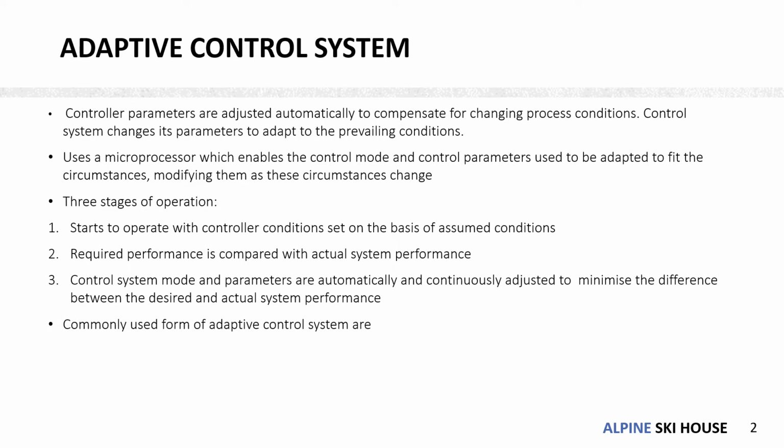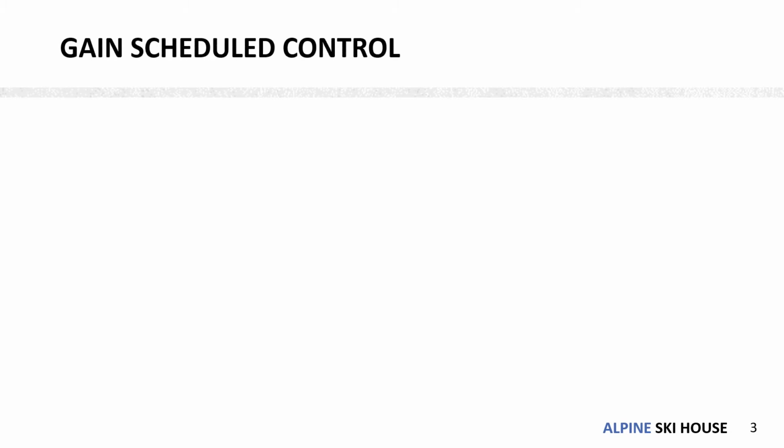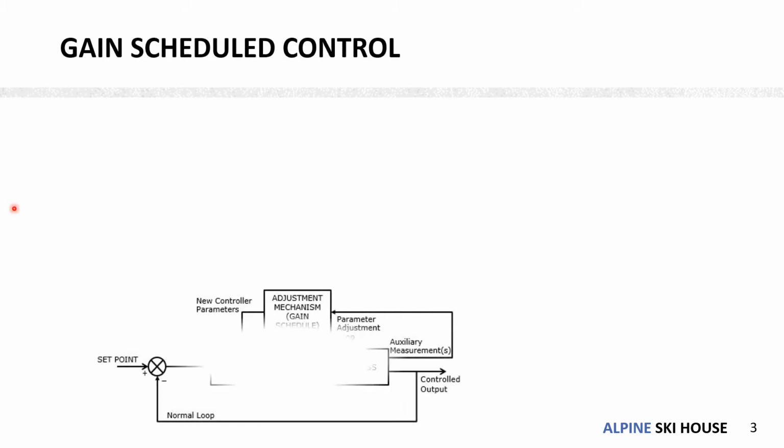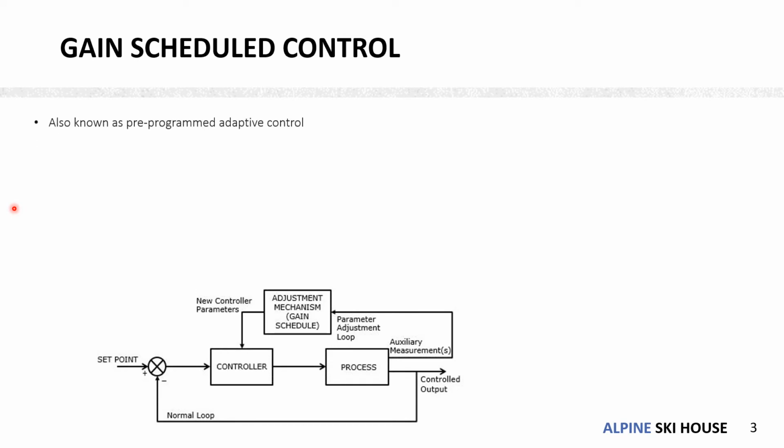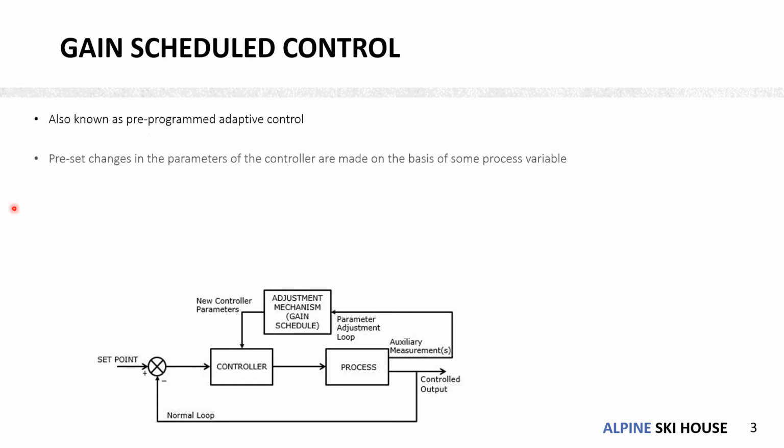The commonly used forms of adaptive controls are the gain scheduled control, self-tuning, and finally the model reference adaptive system. In the next slides, we will learn about these three types of adaptive control system in detail. The first one is the gain scheduled control. The figure shows a representation of this method of control. It is also known as a pre-programmed adaptive control.